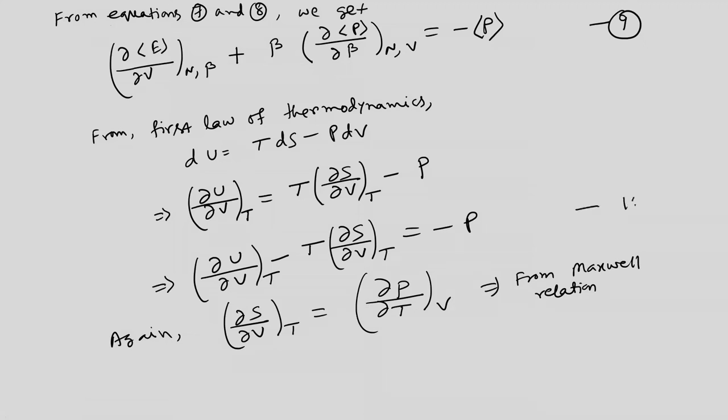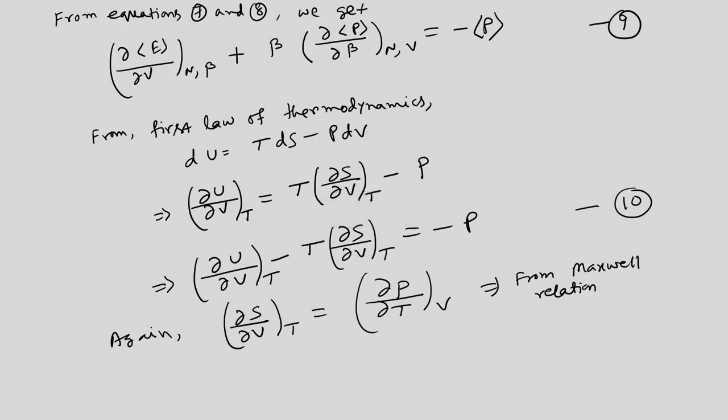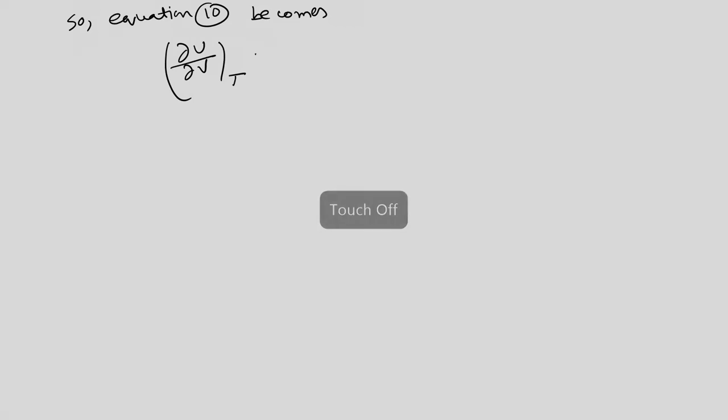So equation 10 now becomes del U by del V at constant temperature minus T del P by del T at constant volume is minus of pressure. So this is our equation 11.